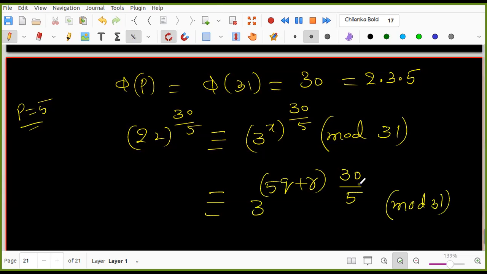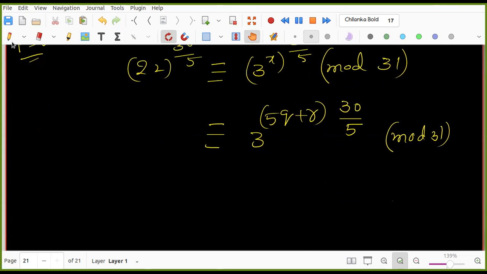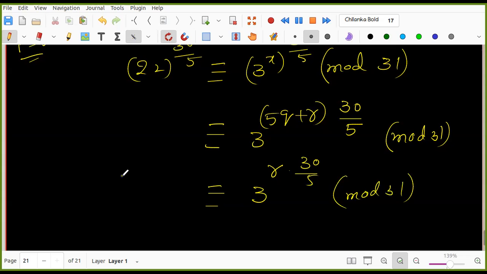Now you bring 30 by 5 here. What happens? 5 gets cancelled, 3 power 30 becomes 1, right? That's why it is easy for you. By Euler's phi function, 3 power phi of 31 is 1. So it is equal to 3 power r times 30 by 5 mod 31. But on this side we have 22 power 6. That you can compute slowly.